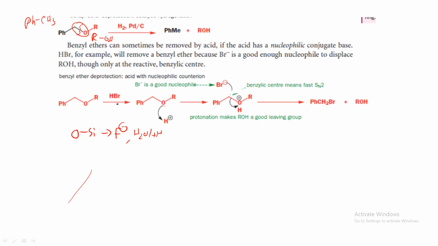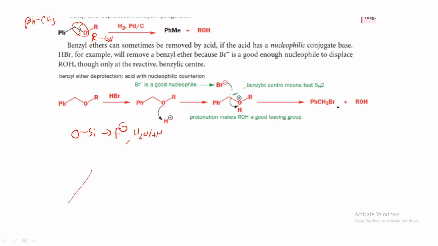And HBr can also be used. You all know the cleavage of ethers, right? HBr is used for that itself. So the same chemistry would be happening with HBr. H plus would protonate, at first this oxygen would be protonated, and then Br minus would attack by SN2 and cleave the bond. So that's how HBr can deprotect.